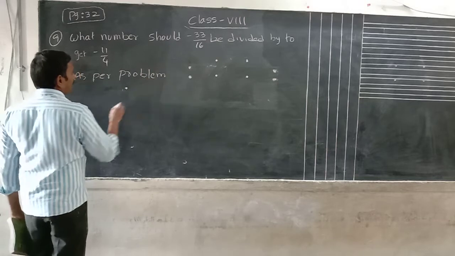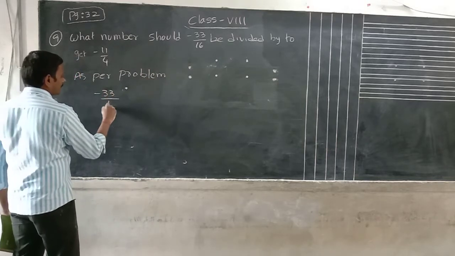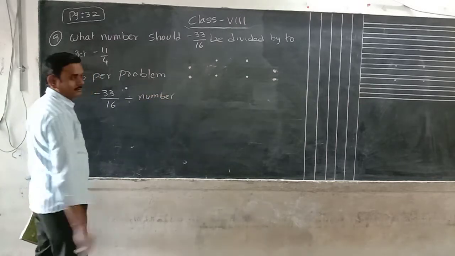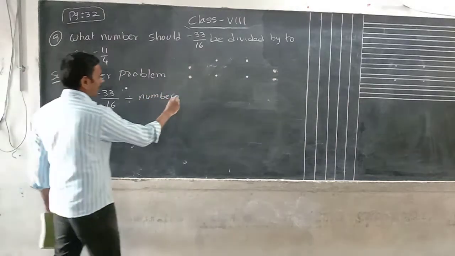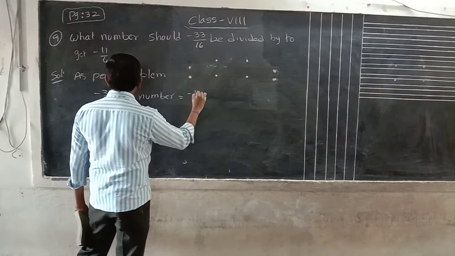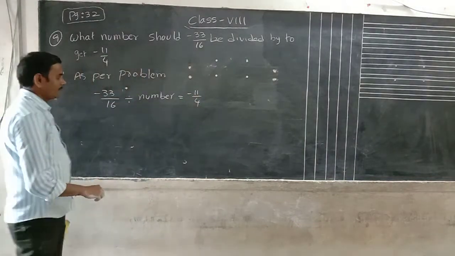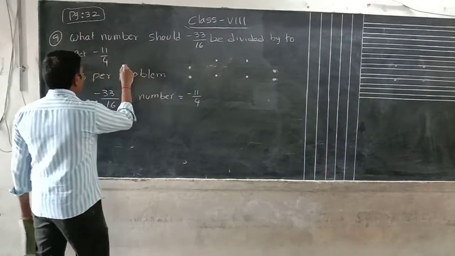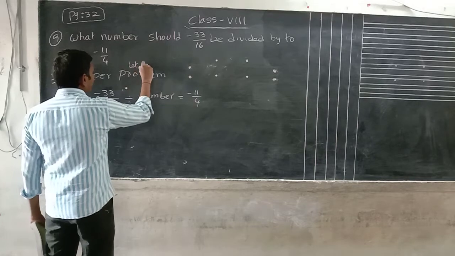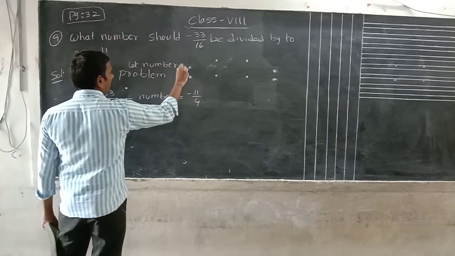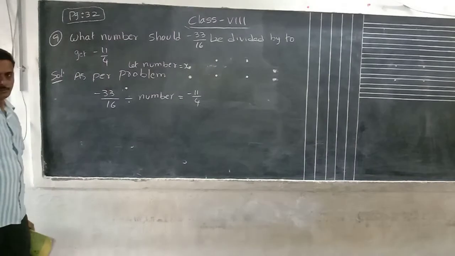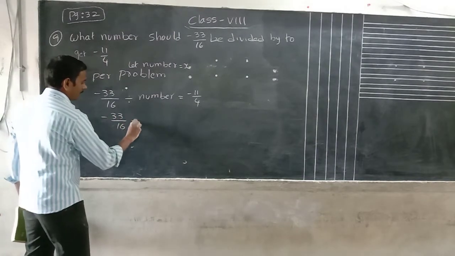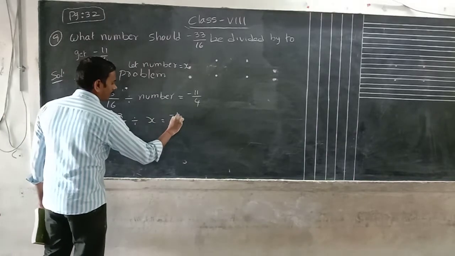Okay, minus 33 by 16 divided by a number. What is the answer there? Minus 11 by 4. But what is the number in here? We don't know. That number we have to take. Let the number equal to x. Write down: minus 33 by 16 divided by x equal to minus 11 by 4.